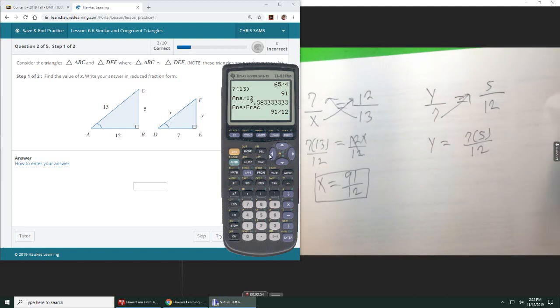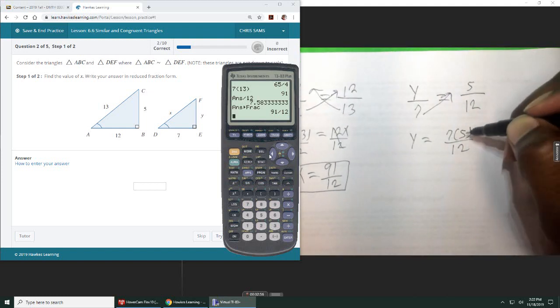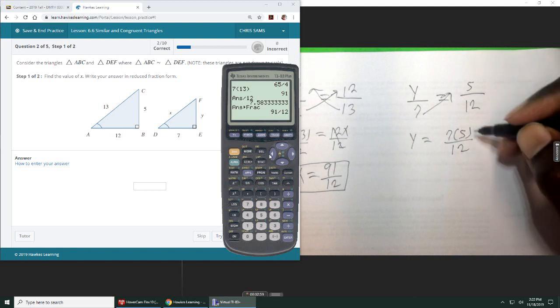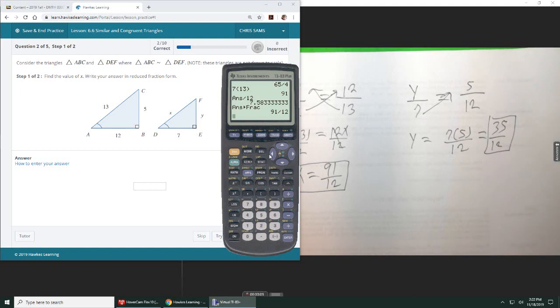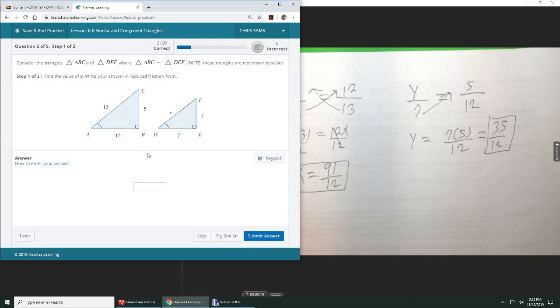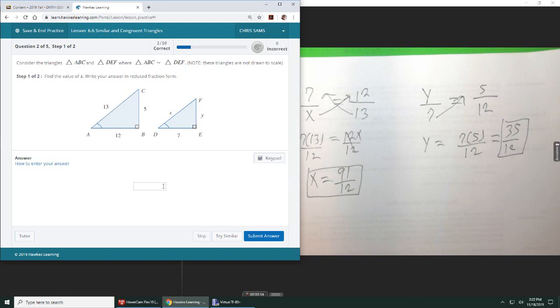And then for y, both of these are also prime to 12. So 7 times 5 gives us 35 divided by 12. Okay, so these will be our two answers, 91 over 12 and 35 over 12. So first they asked for x, which for x we got 91 divided by 12. And then for y we got 35 divided by 12.